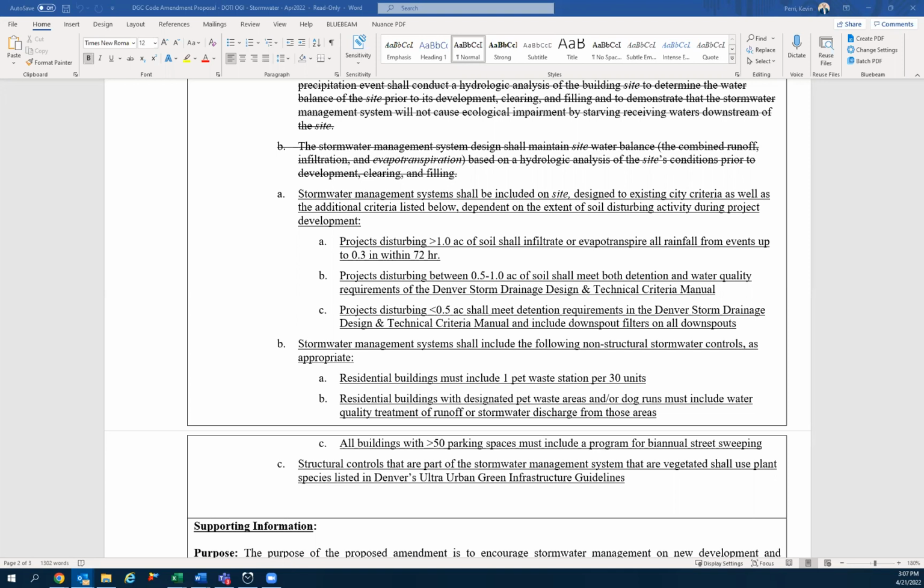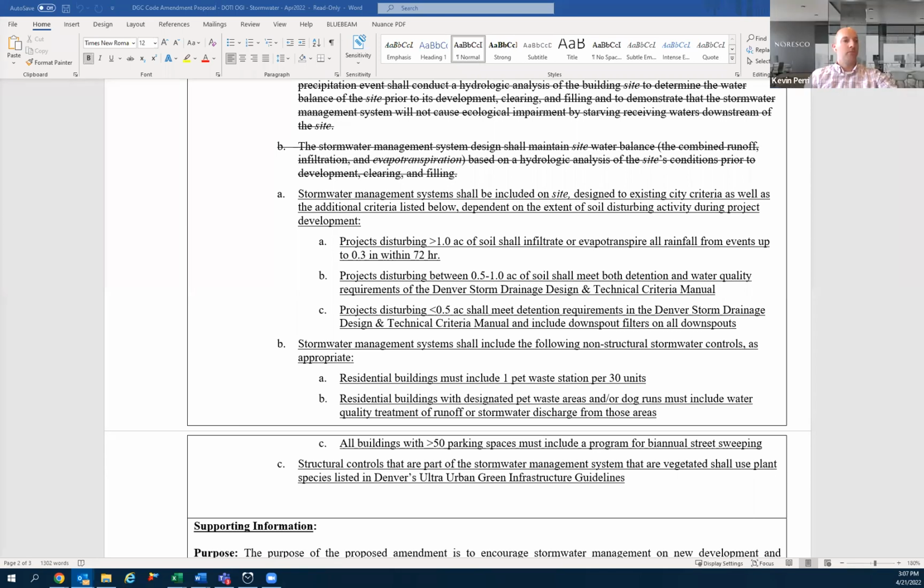So currently projects over 1 acre have a detention and water quality requirement. This would propose those existing and infiltrating or evapotranspiring a 3/10 inch rain event. And then for 1/2 acre to 1 acre, currently it's detention only. This would propose detention and water quality. So it's current regulations just shifted to different project sizes. Got it. Thank you.